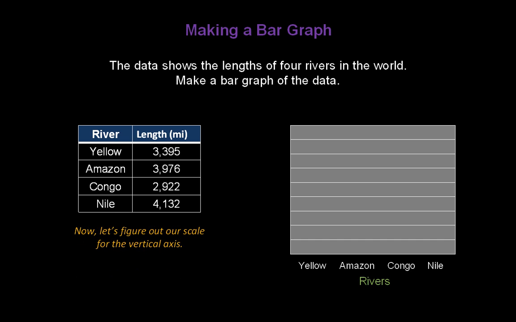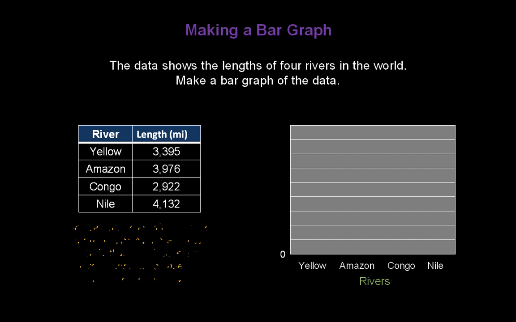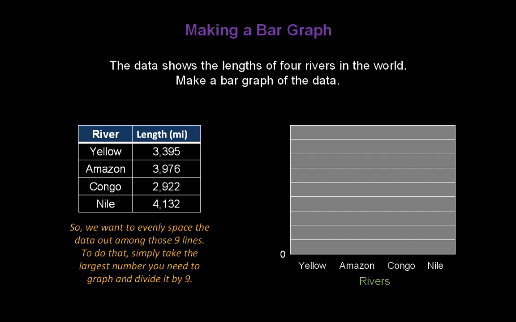Now let's figure out our scale for the vertical axis. We always start at 0, so let's add that at the bottom. Next, we need to see how many vertical lines are available for plotting on our graph. So let's go ahead and count them. 1, 2, 3, 4, 5, 6, 7, 8, and 9. So we want to evenly space the data out among those 9 lines.